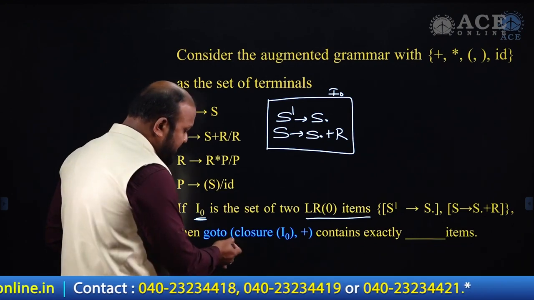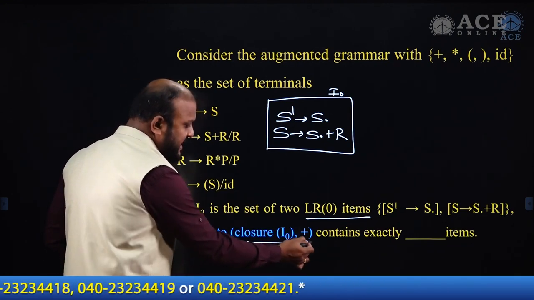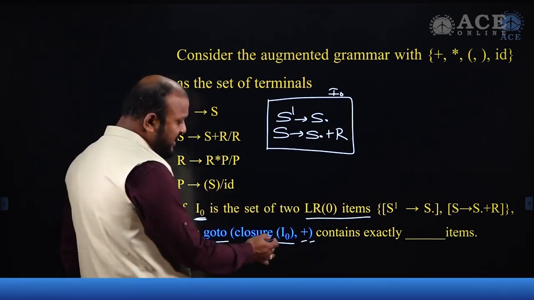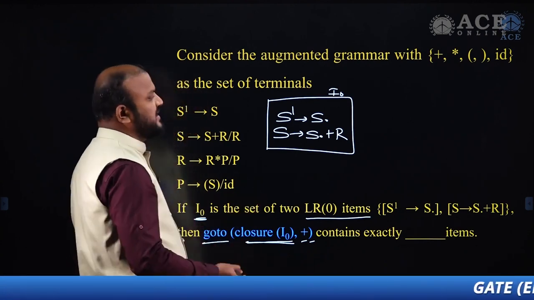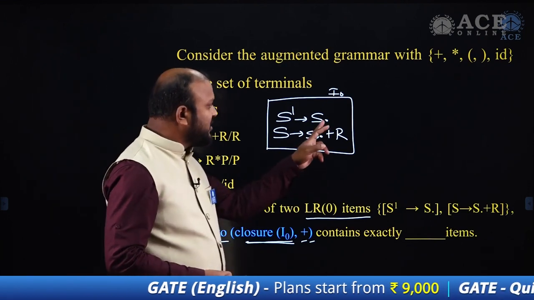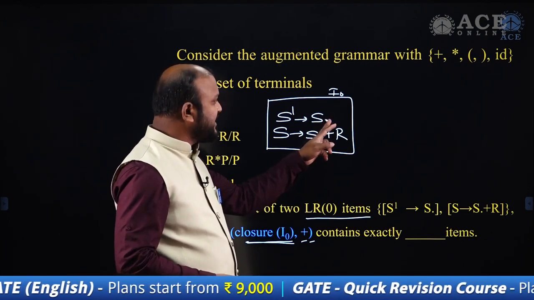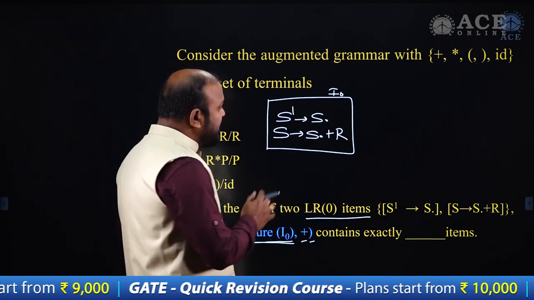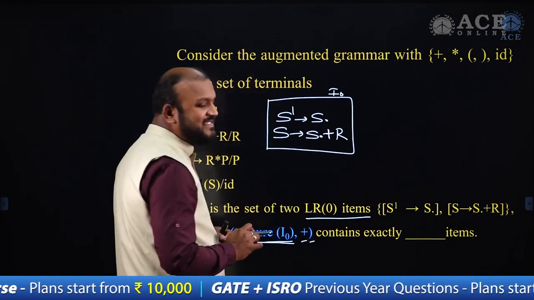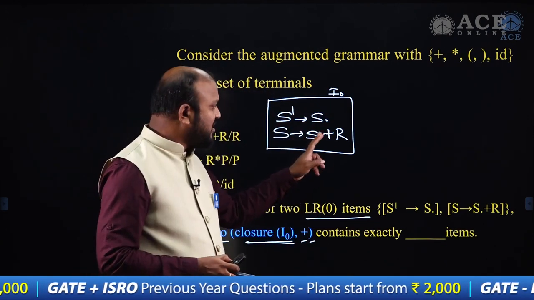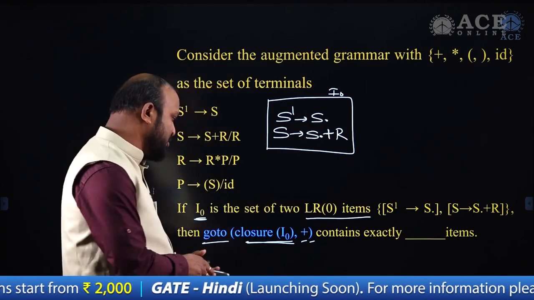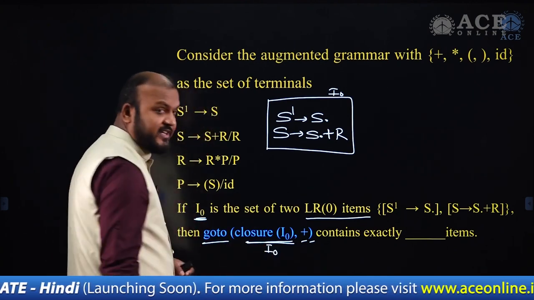Then go to of closure of I0 comma plus contains dash number of items. What is closure of I0? Now closure set means what are all the items that we can include in the I0. Here the dot already reaches the end. Because the dot reaches the end, no more items to be added. Here you can see after the dot we have only plus, because dot plus is a terminal. Because dot is followed by a terminal, it is not going to add any more items into the I0, which means closure of I0 is I0 itself.